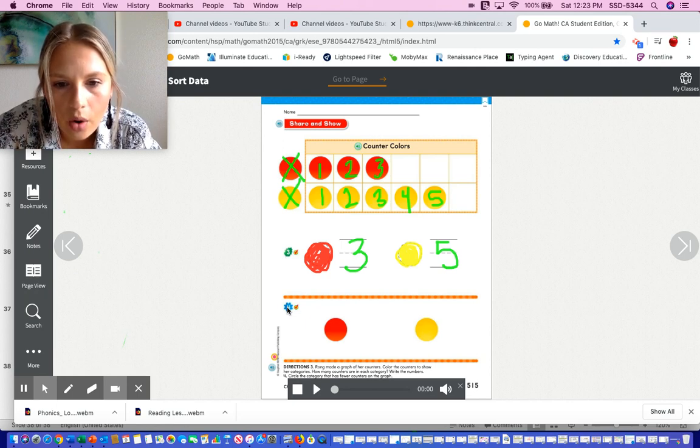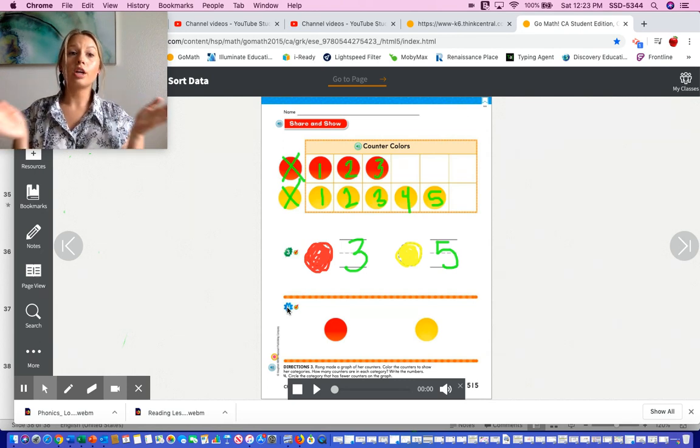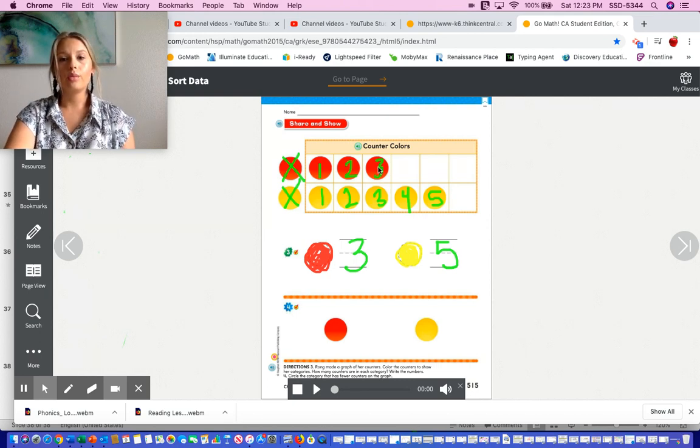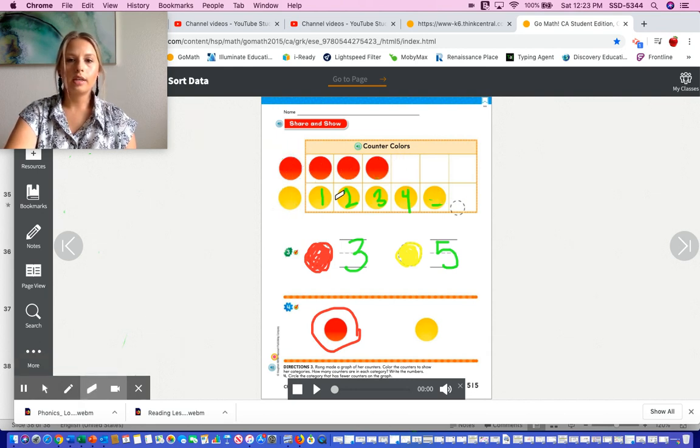Find blue flower number 4. Circle the category that has fewer or less counters in the category. Which one has fewer or less than? The red. There are less red than yellow, right? The yellow has more. You can also look at the numbers. 3 is less than 5, but there's fewer red than there are yellow. Good job. Okay, go ahead and flip to the next page. Take your Post-it or your bookmark with you.